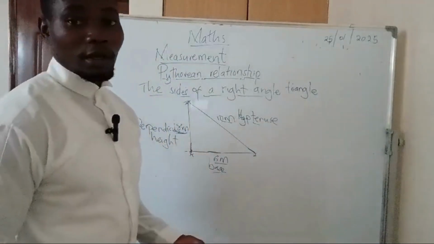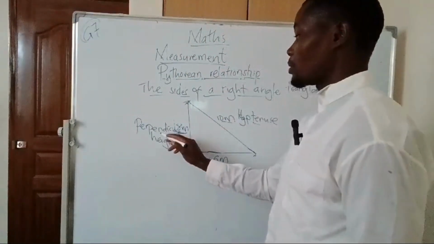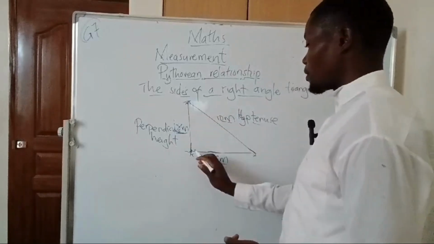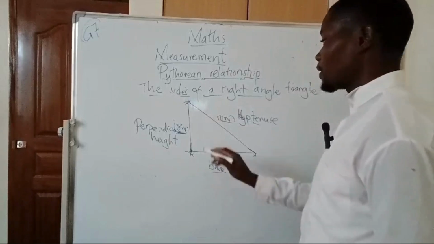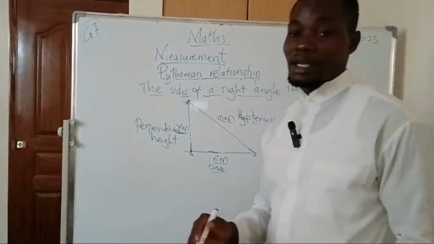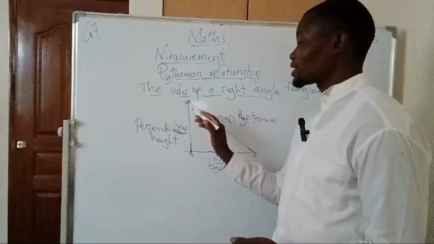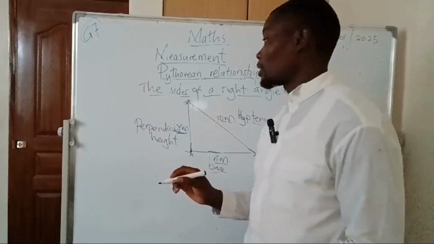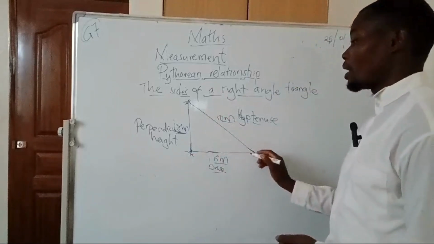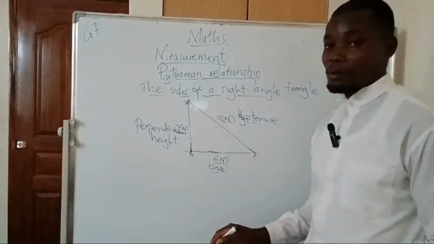So now we are able to refer to them by the names I've just given. The perpendicular height is from this end to this end, the base is from here to here, and the hypotenuse is from here to here. How can we best identify the hypotenuse? We can simply say that the hypotenuse is the longest side of the right angle triangle. Then the base is definitely the base, and the height from here we call the perpendicular height.